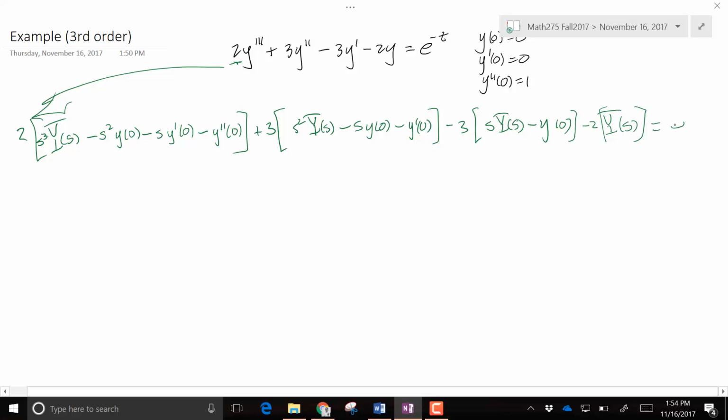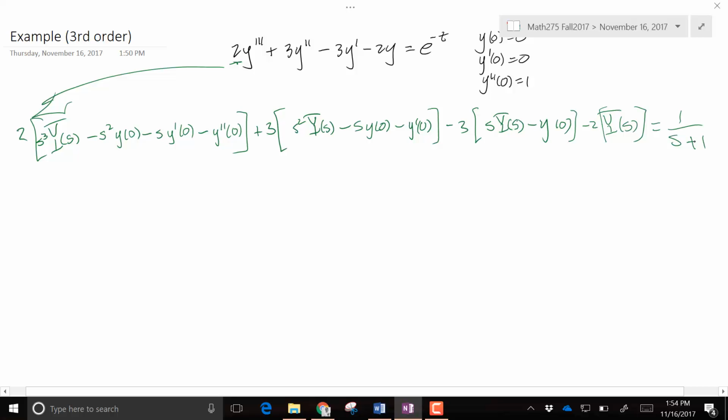So it's not that bad. So e to the t, remember what the transform of that is? 1 over s minus negative 1. S minus a, yeah.